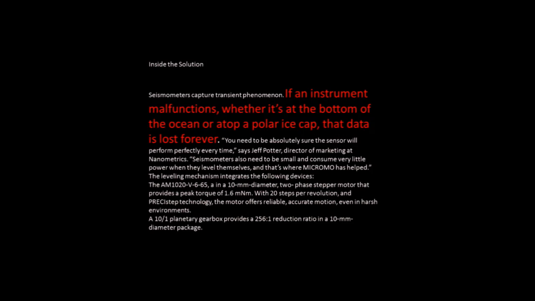Okay, seismometers capture a transient phenomenon. If an instrument malfunctions, whether it is at the bottom of the ocean or atop a polar ice cap, the data is lost forever. So it's telling us that if you can deny service to this thing, you will lose a lot of data. And what happens if you do the same with 1,000 or 2,000 of these devices at the same time? This could greatly impact the research that these engineers are doing. You need to be absolutely sure that the sensor will perform perfectly every time. That's exactly what the director of marketing at Nanometrics says.